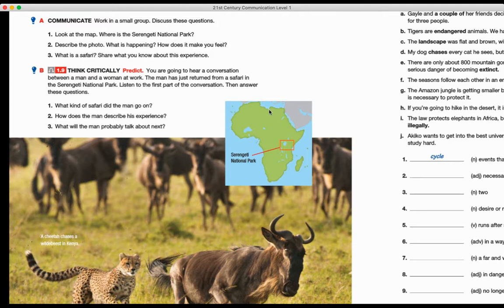If we draw a line from the top to the bottom of Africa and a line from the left side to the right side of Africa, we would have 4 parts. A part here, a part here, a part here, and a part here. This is northwest. This is southwest. This is northeast, and this is southeast. So, the Serengeti National Park is in southeast Africa.